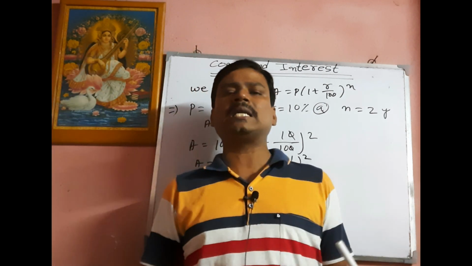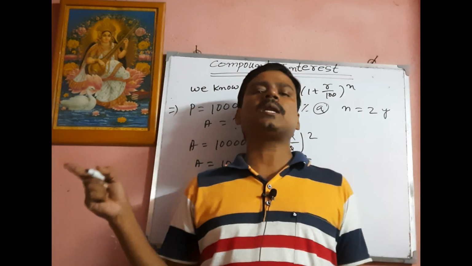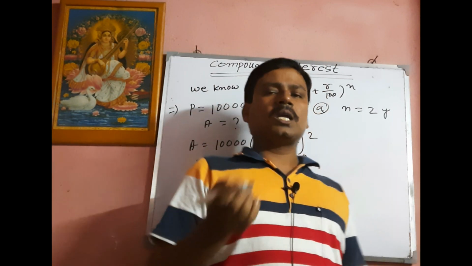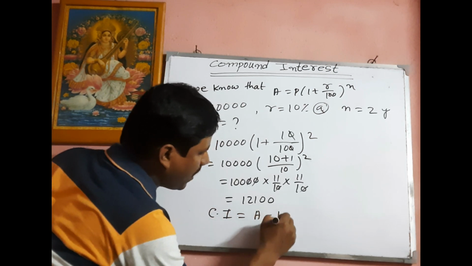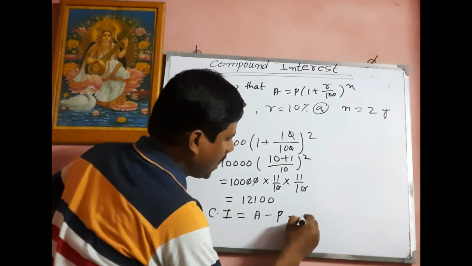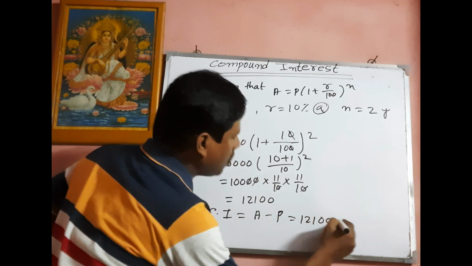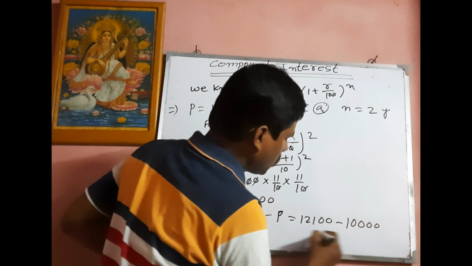If we want to find the compound interest of the given principal, then CI, that is the compound interest, is equal to A minus P. So putting the value of A as 12100 and P is equal to 10000.